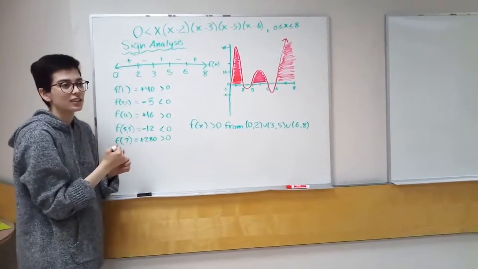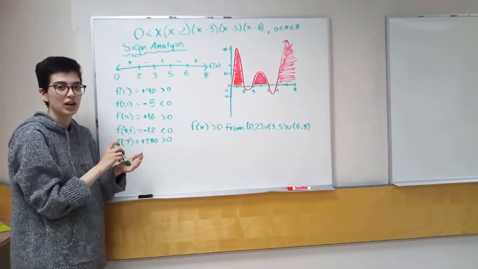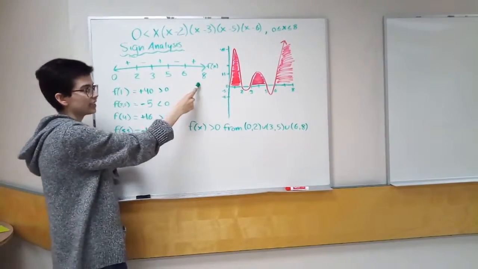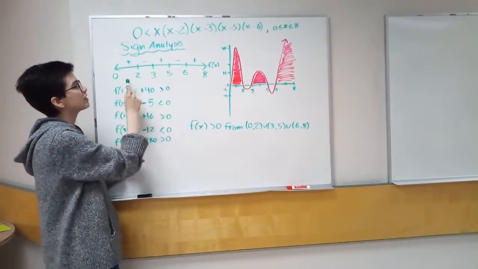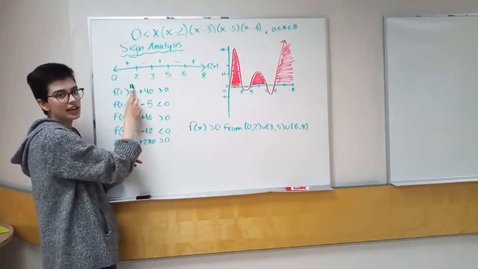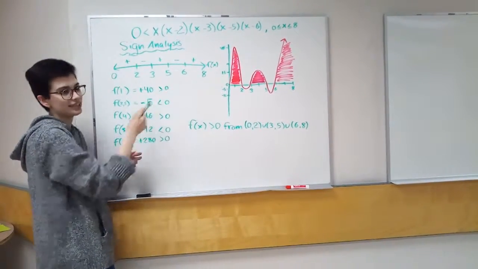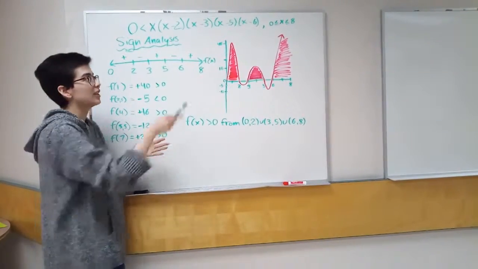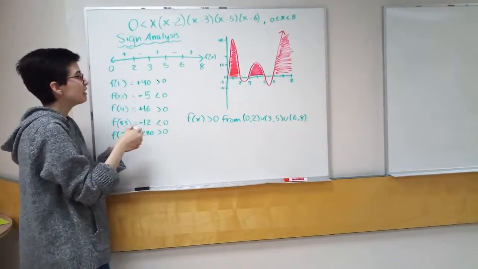Sign analysis is finding where the graph is positive or negative in a regular equation. So we have it going from 0 to 8, which is our restrictions, and we put the zeros from our graph onto the sign analysis, 2, 3, 5, and 6. And that's from a simplified equation. If you have something that's unfactored, then you need to factor it down so you can get the zeros.